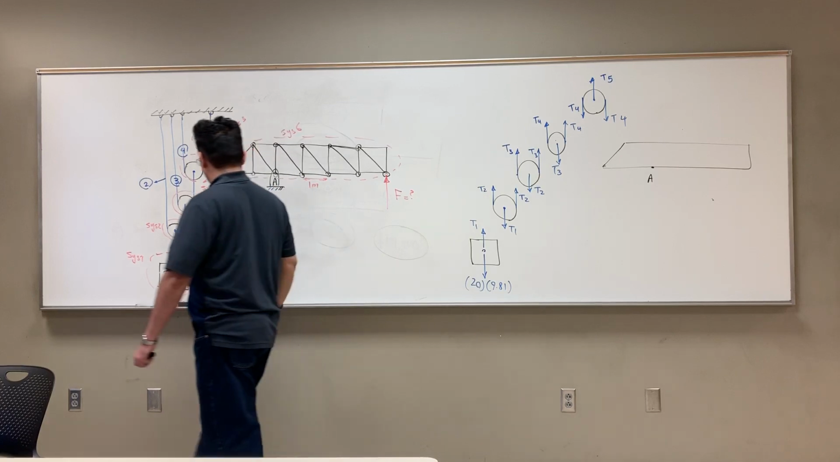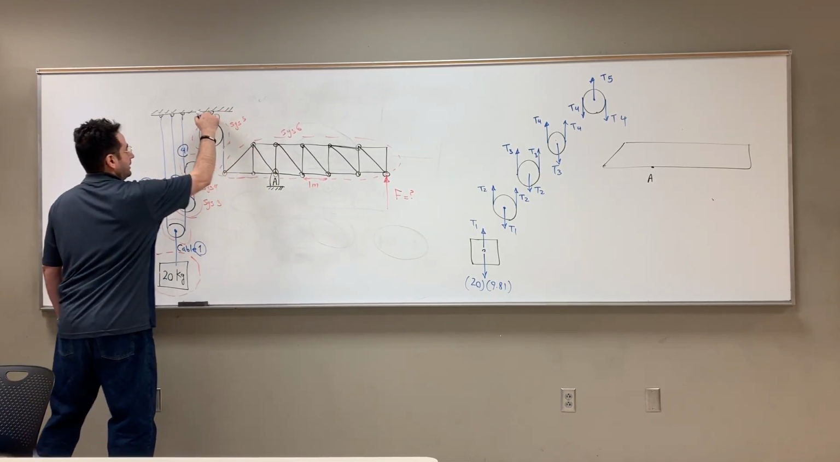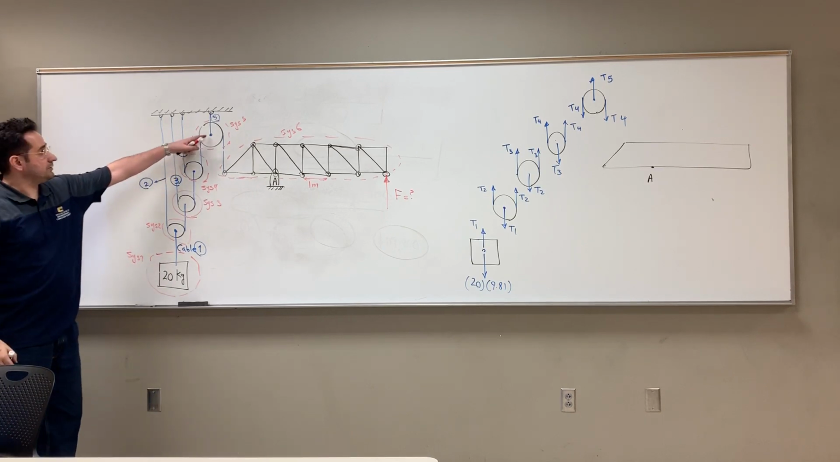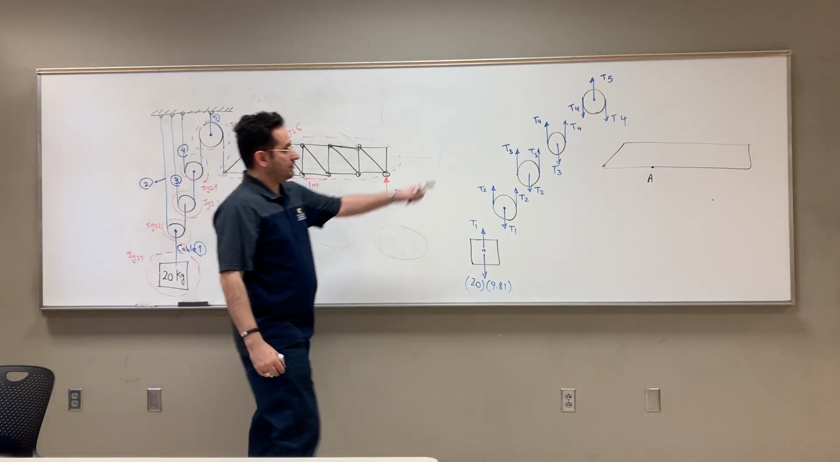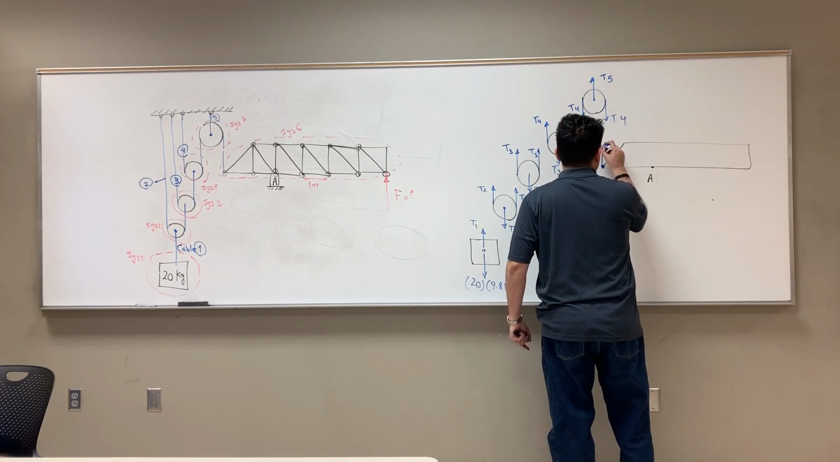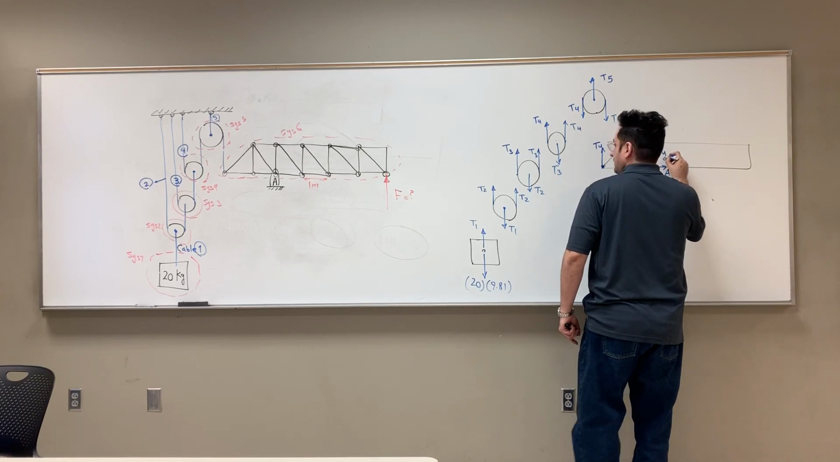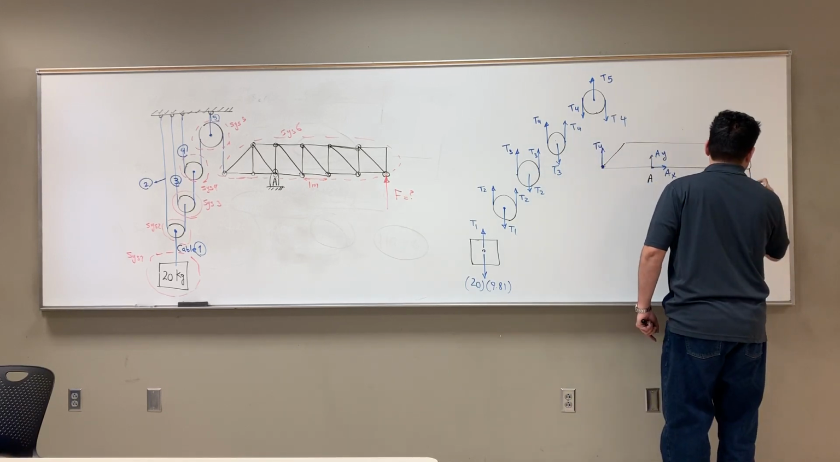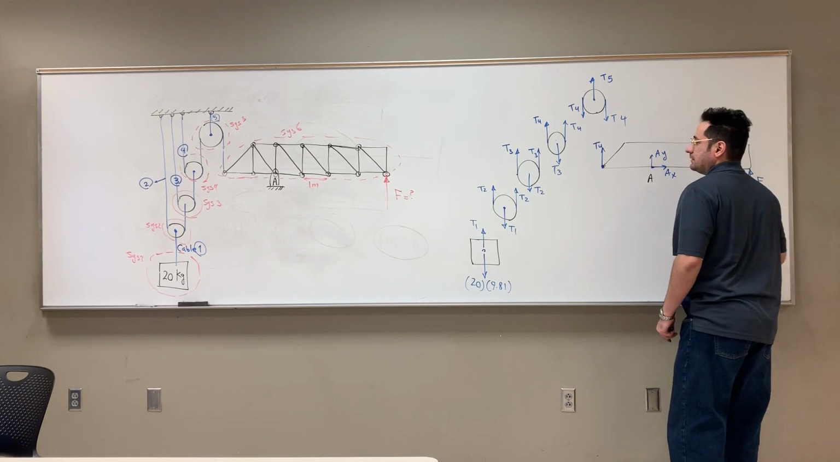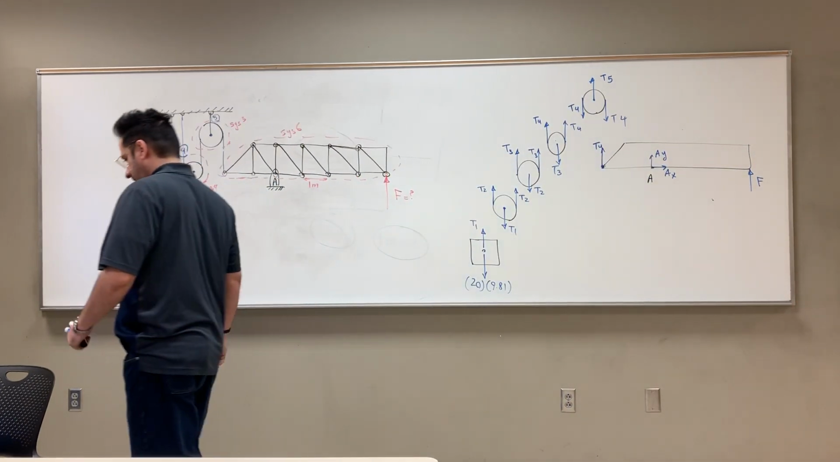Let's say this is cable 1, 2, 3, 4, 5. This cable that is connecting this pulley to the sail is tail number 5. So that's T5. So this guy becomes T4, AX, AY, and F. That's my FBD for all systems.